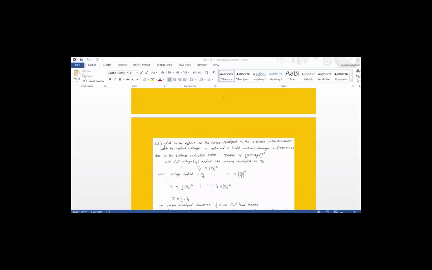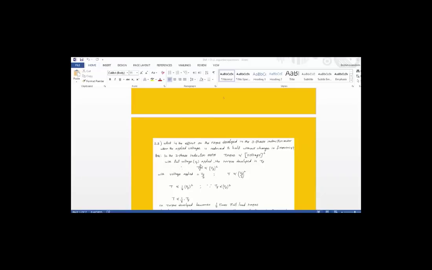Next, 22nd question. What is the effect on the torque developed in the three-phase induction motor when the applied voltage is reduced to half without change in frequency? Then the answer is, in the three-phase induction motor, torque is directly proportional to square of the applied voltage per phase.